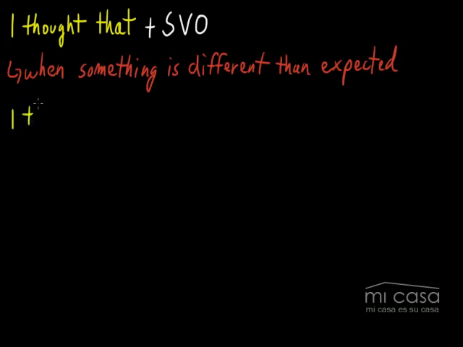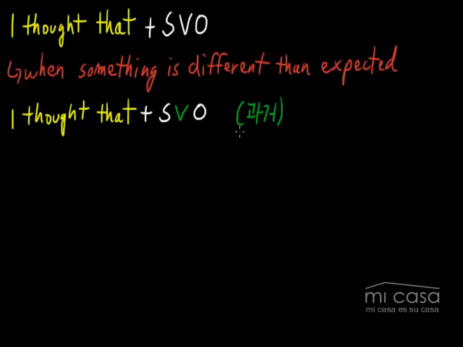So we'll say, I thought that plus subject, verb, object, but the verb will be in the past tense. I'm putting that in green because that means you have to put it in the past tense, or in Korean, you say 과거. All right? And if you're using the structure like this, then it basically translates to 뭐뭐 한 줄 알았어, usually. So actually, I'm just going to write 뭐뭐 한 줄 알았어.